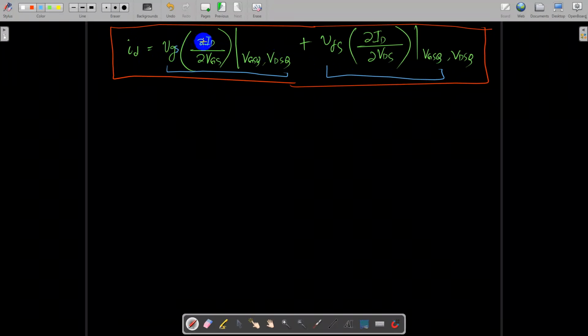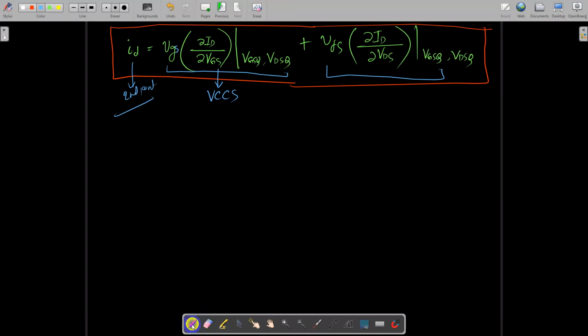But this thing, dou ID over dou VGS at VGSQ, VDSQ, this thing is a slope, you already know. But this current is from the second port, but this is from your first port. So this is not a resistor, you can call it a voltage controlled current source.